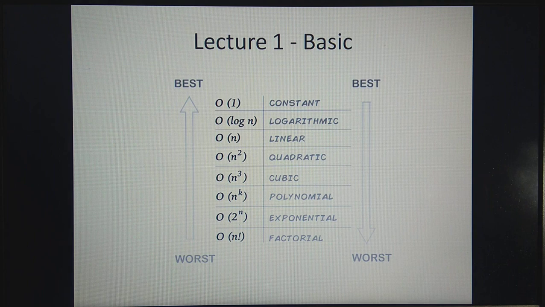So here you can see that at first we have written the worst to best cases. At first we have written order of n factorial, then order of 2 to the power n, then order of n to the power k, then order of n cube, order of n square, order of n, order of log n, and order of 1. So what is this actually? Today we will explain how to find it.